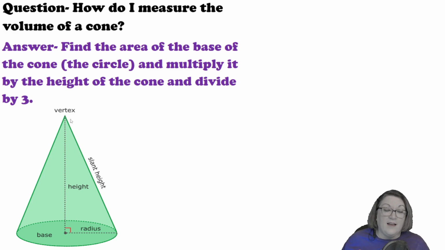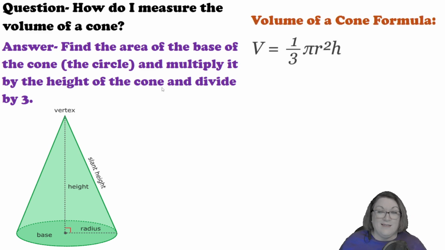Now the slant height is this, the slanted part right here. And we're going to talk about how to calculate slant height more when we go into the Pythagorean theorem later on. But right now we're going to be working with just height and the radius, which is from the center of the circle to the edge of the circle. Halfway across the circle basically is the radius. And our formula looks like this.